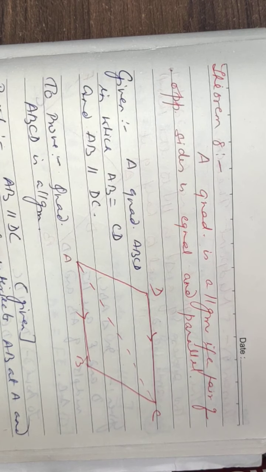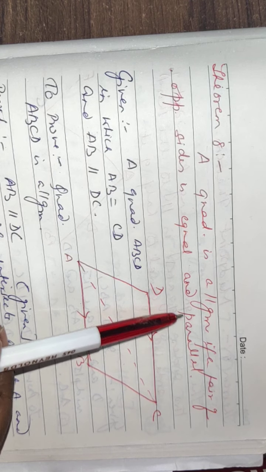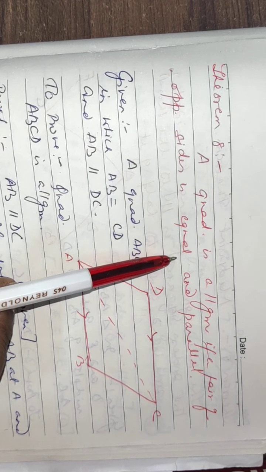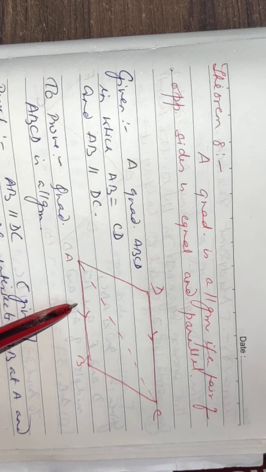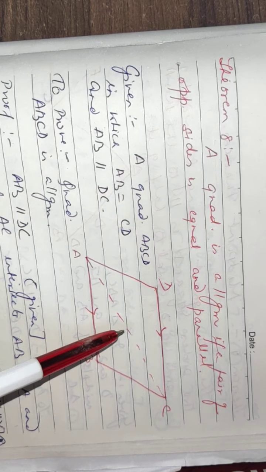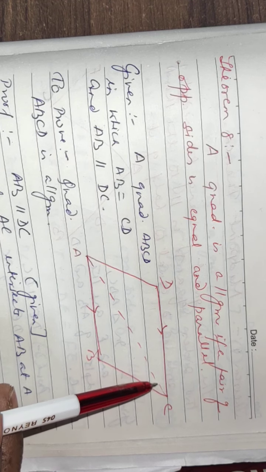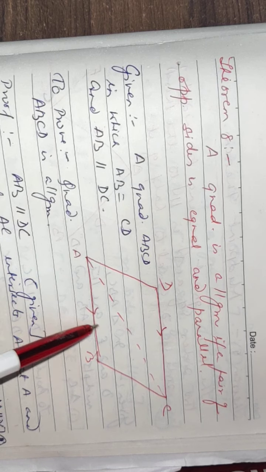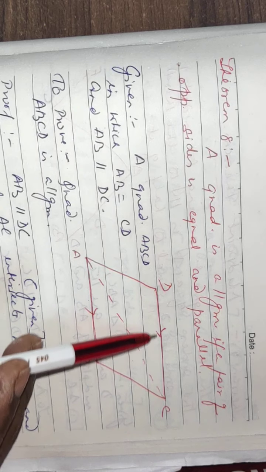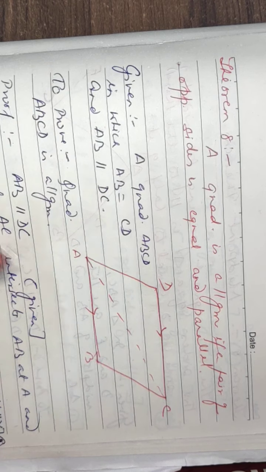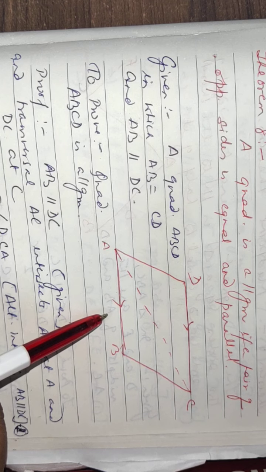Now, let us prove Theorem 8, which states that a quadrilateral is a parallelogram if a pair of opposite sides is equal and parallel. So what is given? That ABCD is a quadrilateral in which AB equals CD and AB is parallel to DC. It is given that a pair of opposite sides are equal and parallel. So we have taken here AB parallel to DC and AB equal to DC. We have to prove that quadrilateral ABCD is a parallelogram.